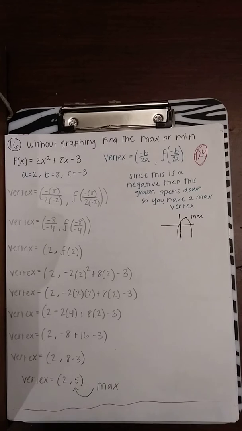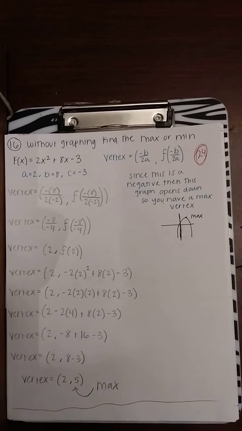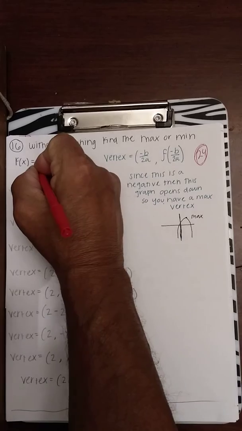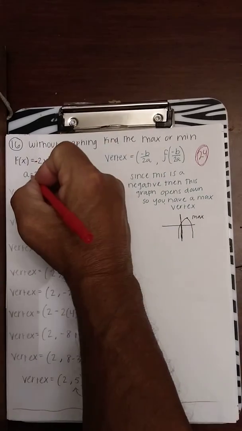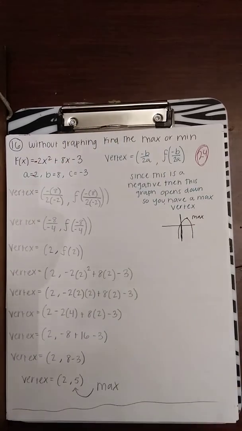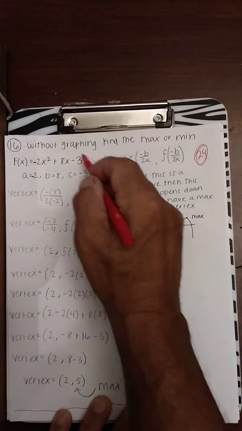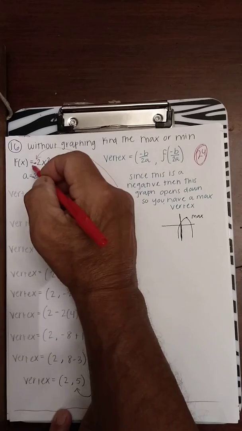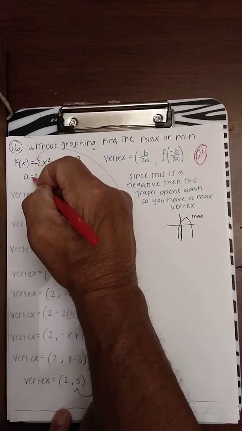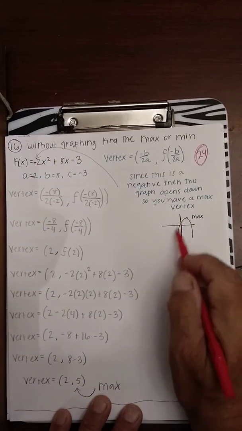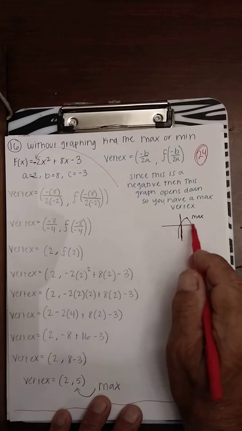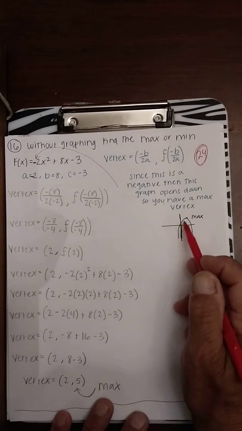This one says, without graphing, find the max or min. Alright. And this is a negative here. The original problem has a negative, so since it's a negative right here, that means that this graph opens down, looks something like this. We're not going to graph it, just that's what we know it looks like. So it's going to be a max.